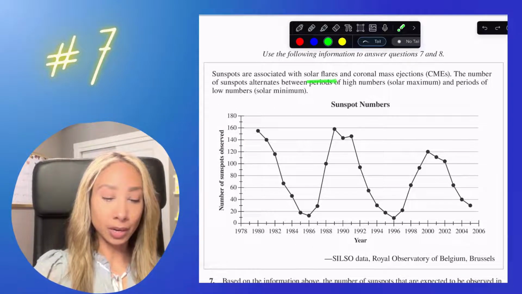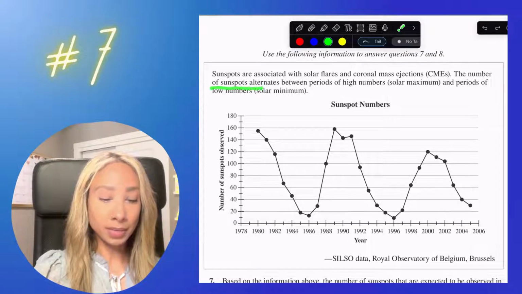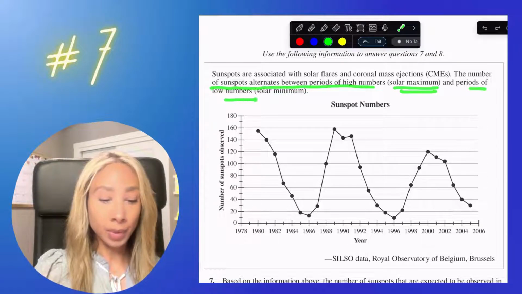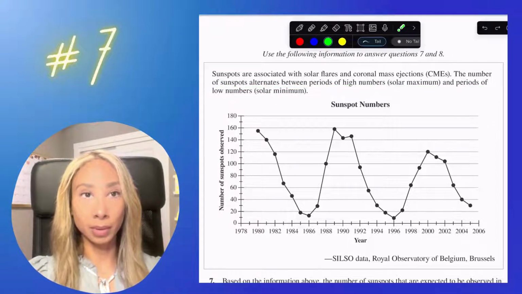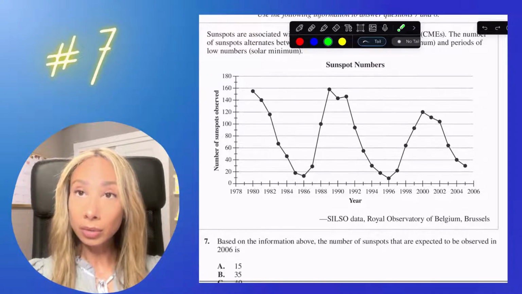Sunspots are associated with solar flares and coronal mass ejections, or CMEs. The number of sunspots alternates between periods of high numbers, solar maximum, and periods of low numbers, solar minimum. Okay, so basically we know we're looking at sunspots. Now let's look at the graph here.